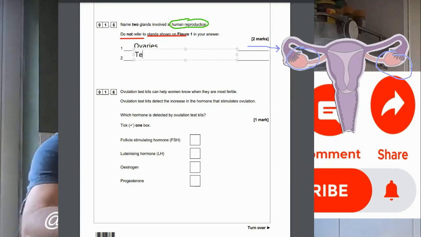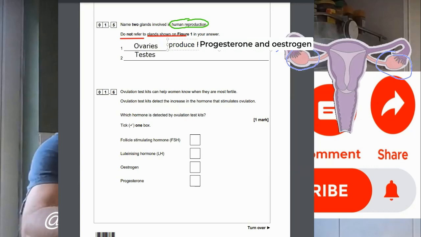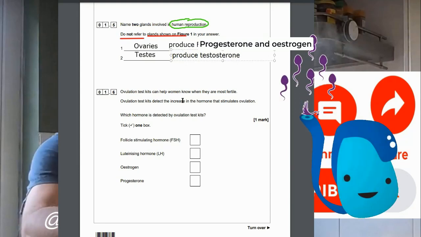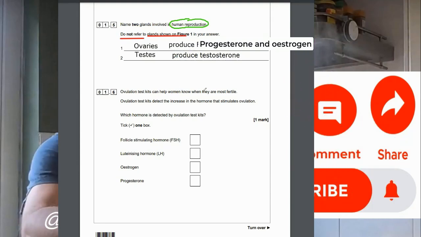Well, you can think here we've got the ovaries circled in blue. The ovaries produce progesterone and estrogen. And the testes, what do they do? Well, they produce testosterone and sperm. 1.6 Ovulation test kits can help women know when they are most fertile. Ovulation test kits detect the increase in the hormone that stimulates ovulation. Ovulation, that's the release of the egg.